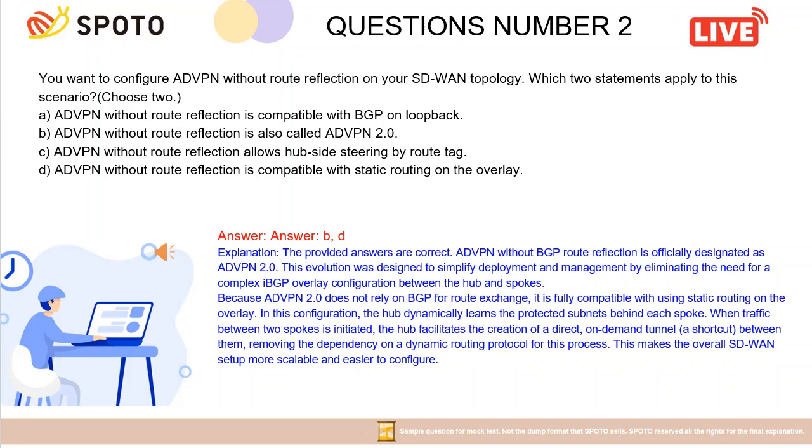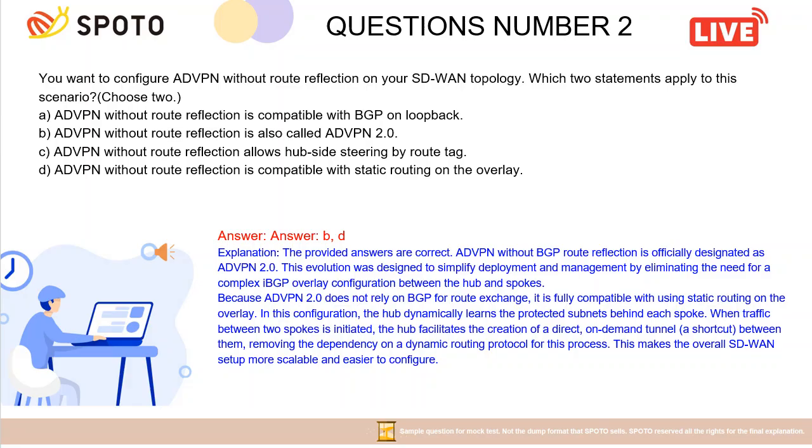Answer B, D. The provided answers are correct. ADVPN without BGP route reflection is officially designated as ADVPN 2.0. This evolution was designed to simplify deployment and management by eliminating the need for a complex IBGP overlay configuration between the hub and spokes. Because ADVPN 2.0 does not rely on BGP for route exchange, it is fully compatible with using static routing on the overlay.